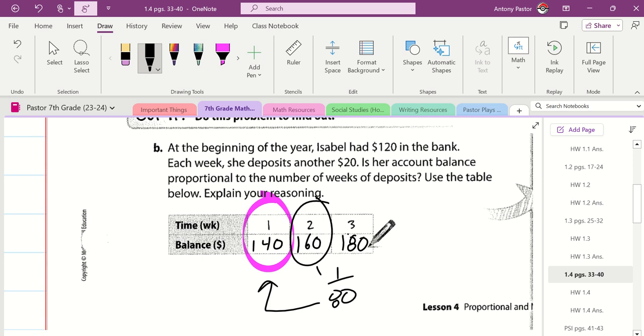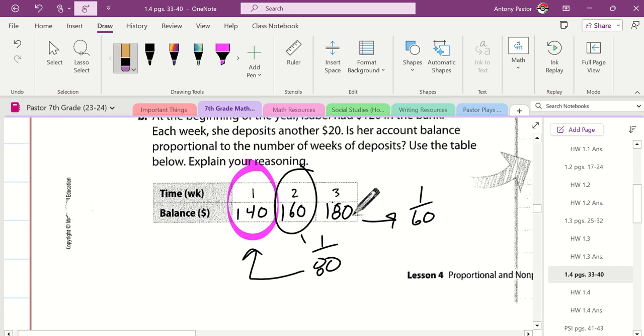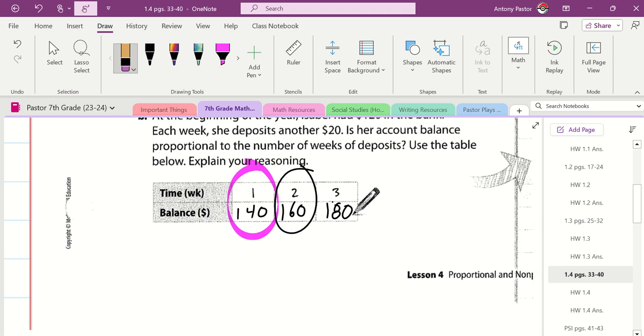So, they are not proportional. And then on the flip side, the 180 divided by 3 would give me 1 over 60. So, even though her bank account is increasing $20 each week, these are not proportional. They are not equivalent ratios. Again, if she had started at $0, yes, because every week she's coming up by $20, and $20 is being added to each account. But because she started with the 120, they are not equivalent. And therefore, it is not proportional.